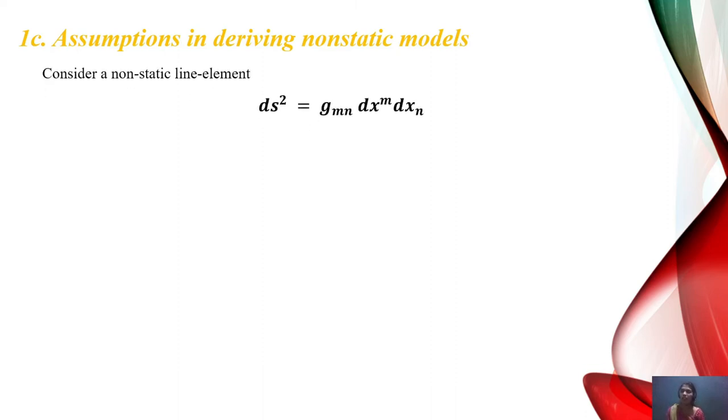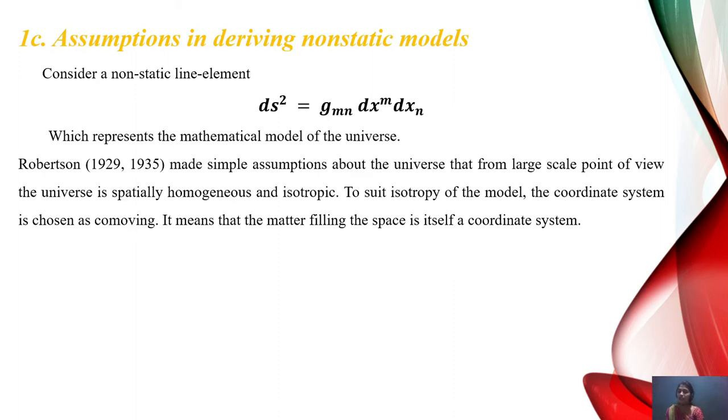Consider a non-static line element ds squared equals g dx. It presents the mathematical model of Robertson and Walker, worked out between 1929 and 1935, six years of work in the cosmological form, that is the Robertson-Walker model. We make simple assumptions about the universe: from a large scale point of view, the universe is spatially homogeneous and isotropic.